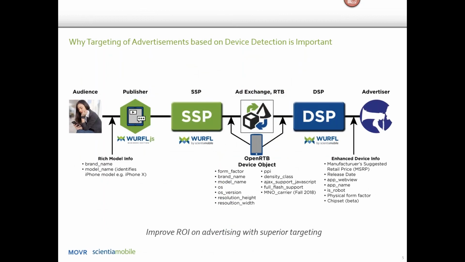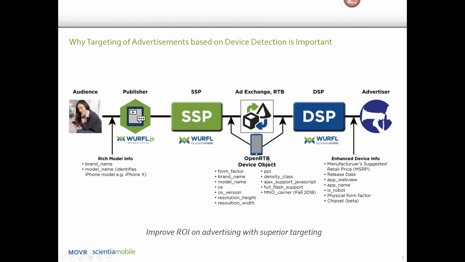Just really quickly looking at the advertising commerce industry, they use mobile device detection at the publisher level to identify the brand and the model name. And as you move up through a supply chain where there's real-time bidding on advertisements, the information about devices can be passed up the chain through what they call the Open RTB spec.